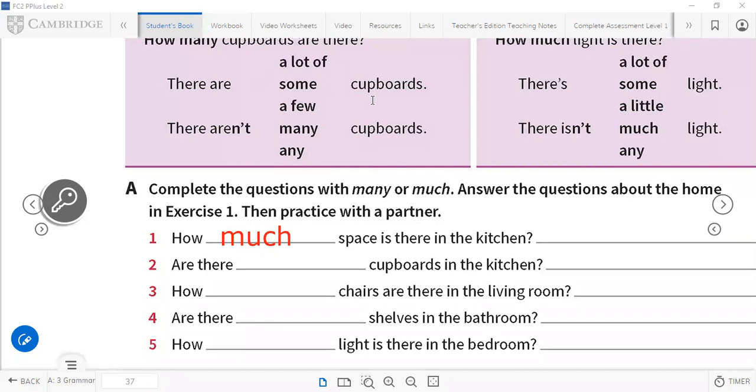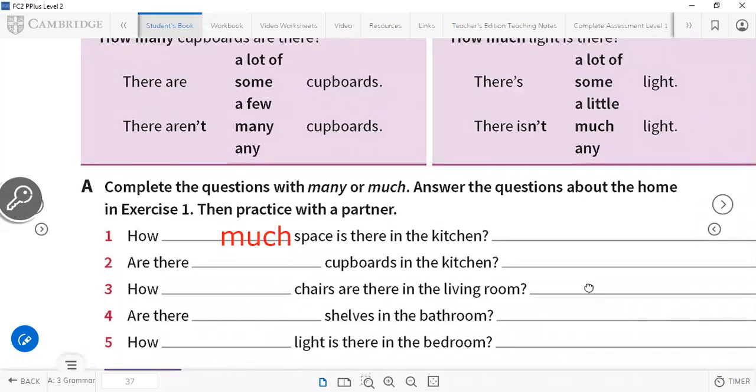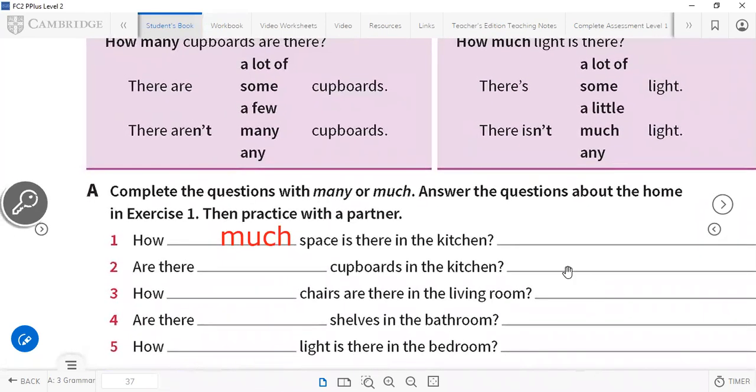What happened to the rest, teacher? Let me show you here. How much space is in the kitchen? And you can answer, right? How would you answer?